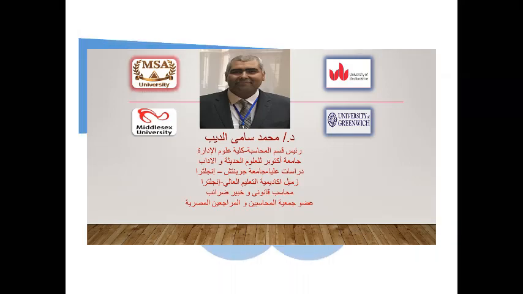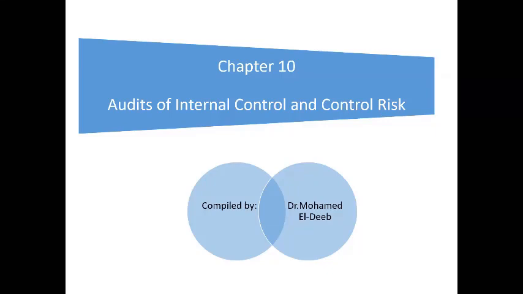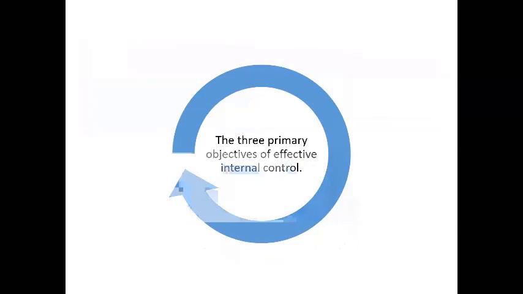Today we are going to start chapter 10, and this will be the last chapter to be covered in our syllabus, and it talks about the audit of internal control and the control risk. Actually, we defined the internal control before, and we said that the internal control is a group of policies, group of procedures, manuals that determine specific actions to be taken inside the company in order to achieve specific objectives.